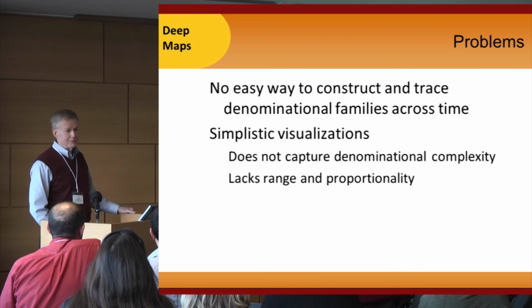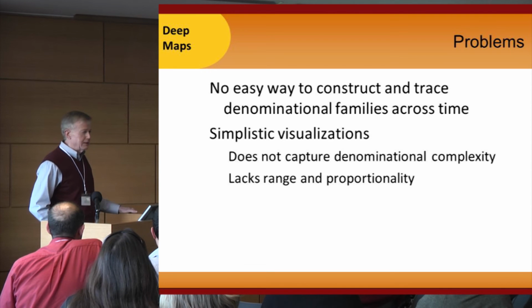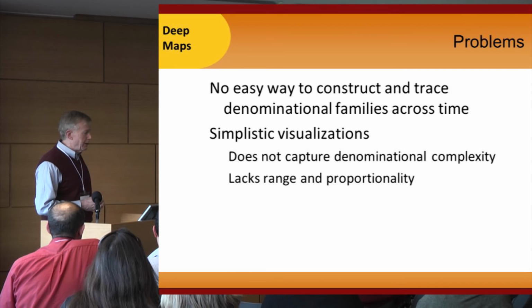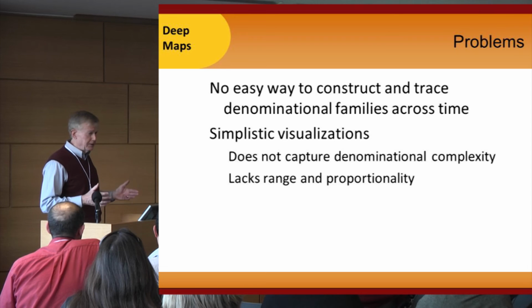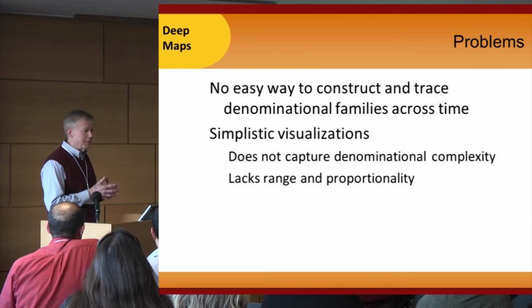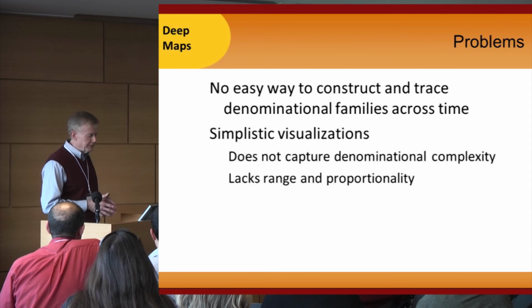But there were some real problems with this. One is there was no easy way to construct and trace denominational families across time. Now, you may or may not be familiar with the religious adherence practices in the U.S., but there are well over 800 denominations in the United States. Well, you can't manage 800 denominations in a mapping engine. So you begin to think about grouping them into families, and a scholar may group them into anywhere from 8 to 10 or 12 different families.